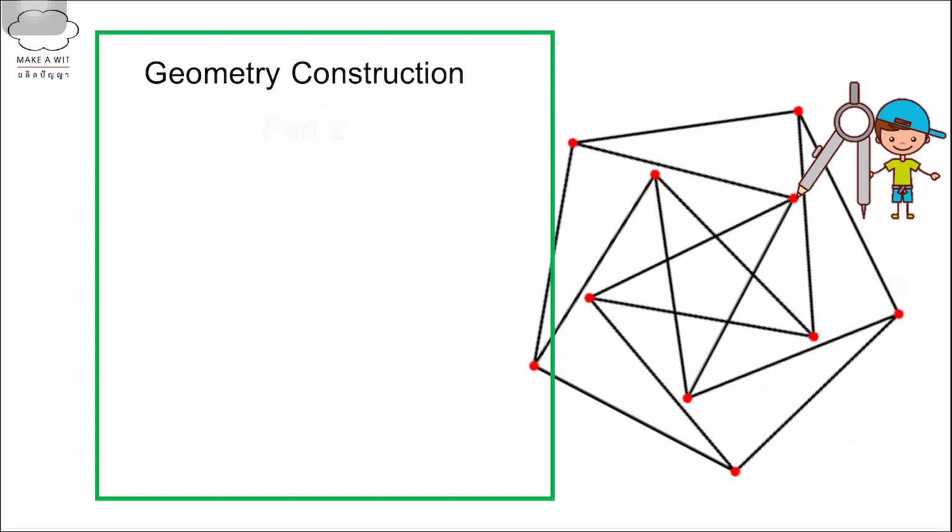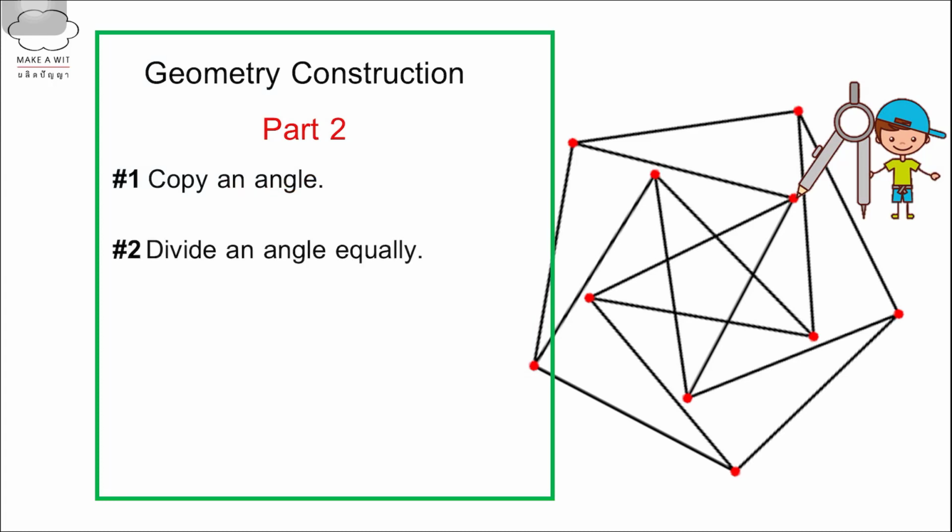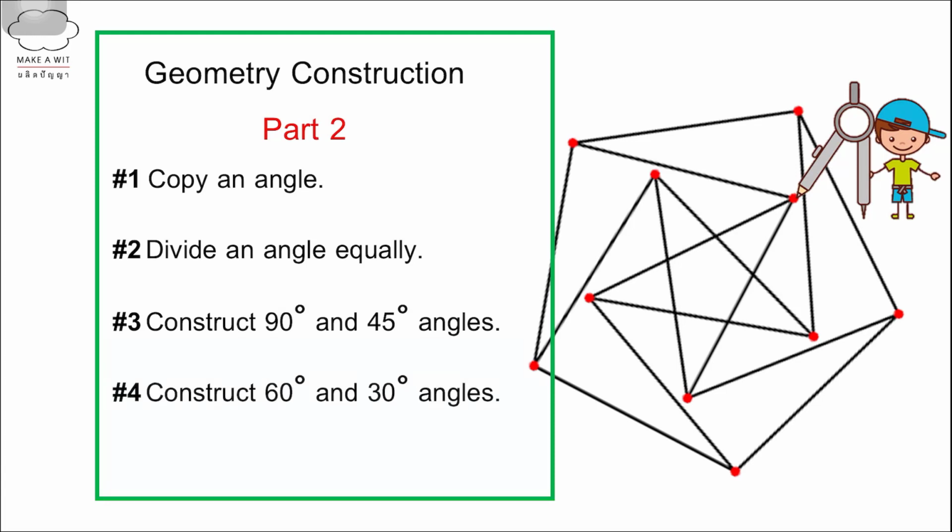Alright, now what do we need to study on part 2? It will be number 1, copy an angle. Number 2, divide an angle equally. Number 3, construct 90 degrees and 45 degrees angles. And number 4, construct 60 degrees and 30 degrees angle. And number 5, construct a combined angle.